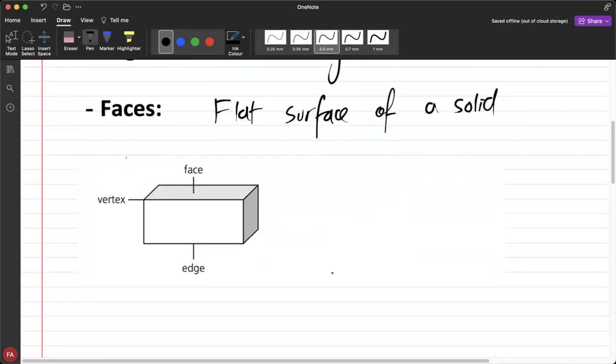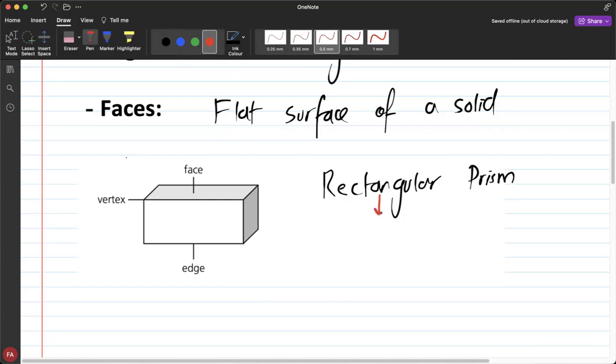Now let's see. This shape that you see before me, it's something that we call a rectangular prism. There's also another name for that as well. It's also known as a cuboid. So you need to realize when I say the word cuboid or rectangular prism, they both have the same meaning. And let's try to discuss these words.